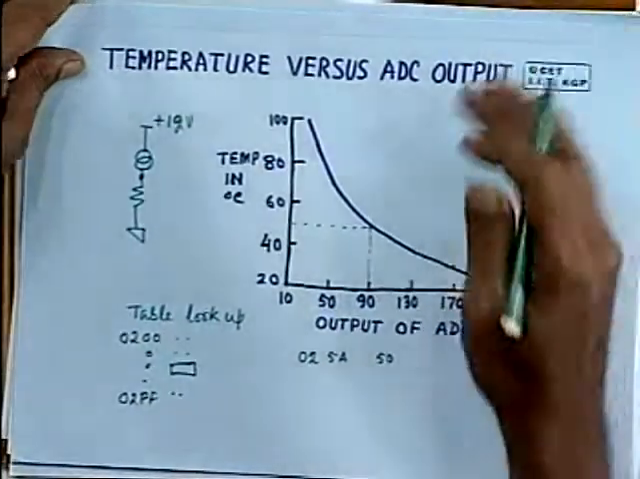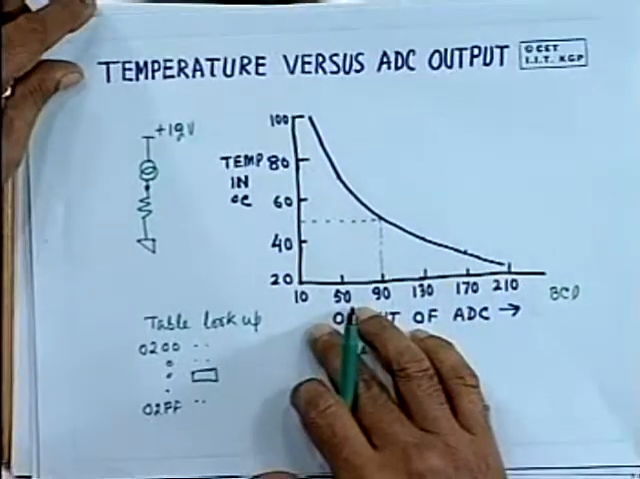As a result, you don't really have to search for the value of the temperature in the table. You can straight away get the temperature directly from this table. So this part of the program gets the temperature. Here you get the temperature.